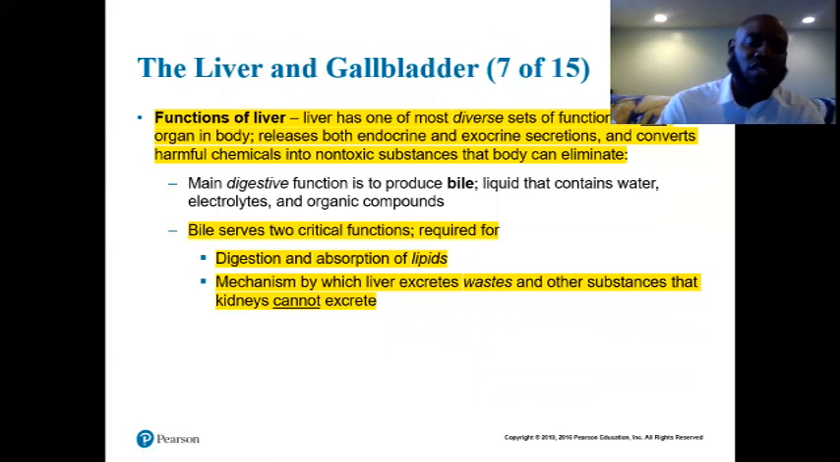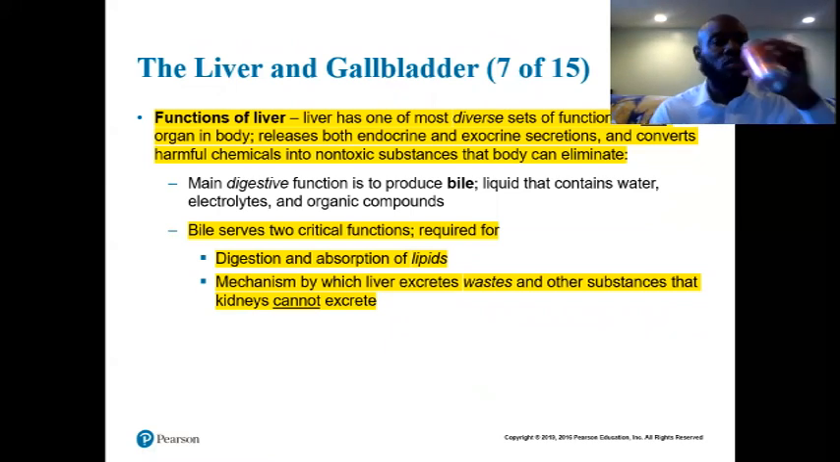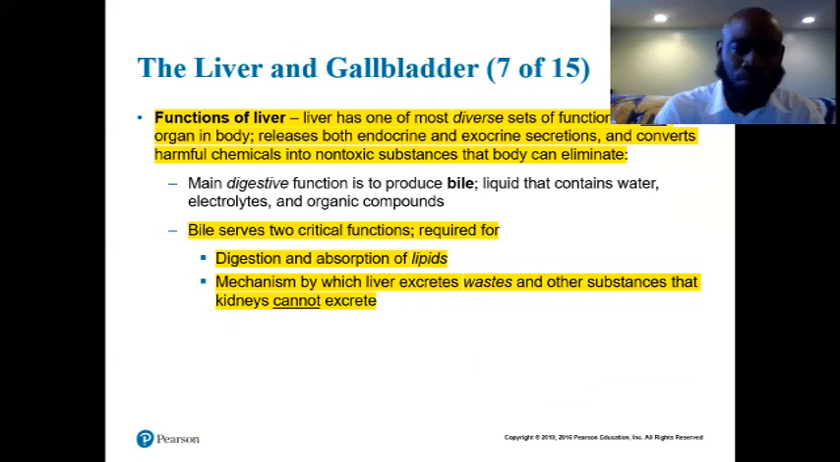All right, what is the function? We see the general structure. What is the function of the liver? And it is very diverse. It releases both endocrine and exocrine secretions, and converts harmful chemicals into non-toxic substances that the body can eliminate. So it has endocrine, exocrine, and also can neutralize harmful substances.